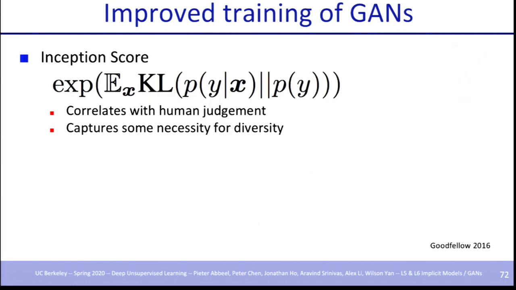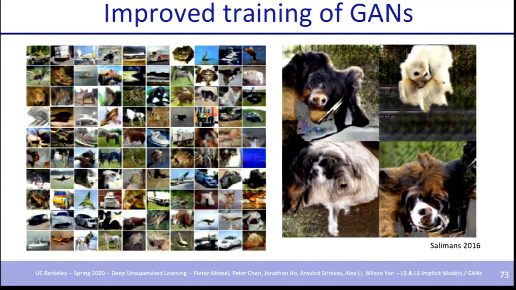All right, so Inception Score was something Pieter already covered, so I'm going to skip over that. It correlates really well with human judgment, and it captures a lot of necessity for diversity, because you want to make sure that your generated samples are having as much diversity as your actual data set in terms of the class labels.